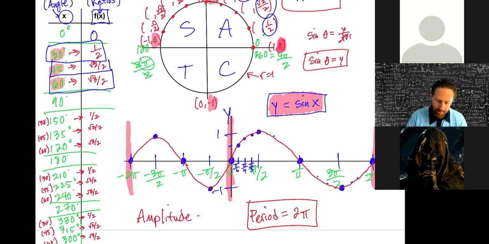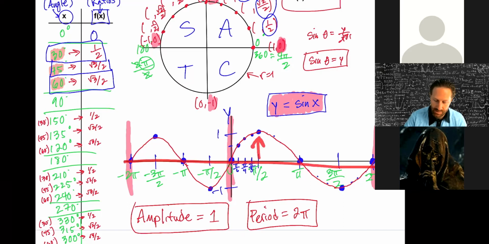And what would the amplitude of this thing be? 1. It goes from the x-axis a maximum of 1 in both directions, both up and down, like you said, Jake. A height of 1. Okay, and that's the basics of sine.